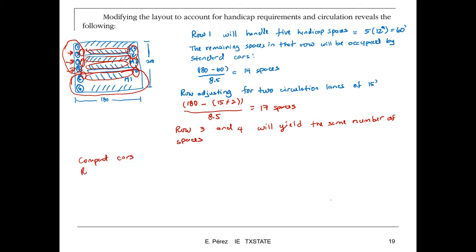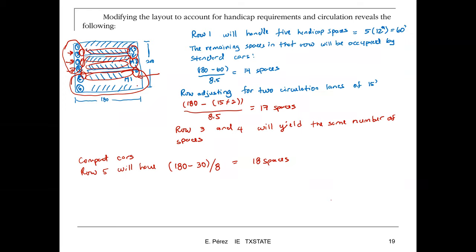So row 5 will have 180 minus 30, which again is 15 times 2 because of the circulation lanes, divided by 8, which is the width of compact cars. So that means that you can have 18 spaces in row 5, which is this row right here.